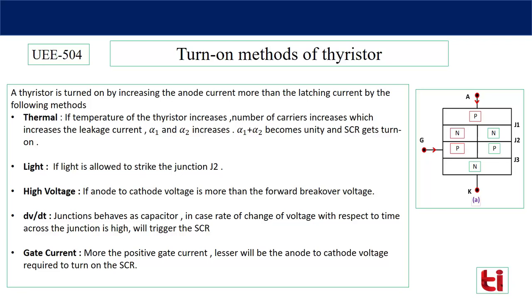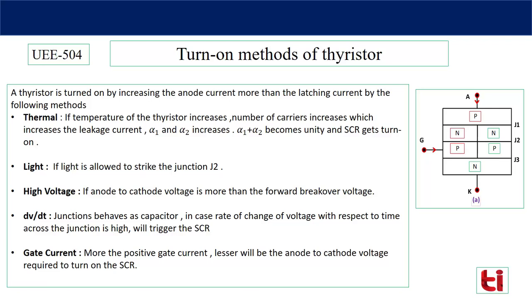Next method, high voltage triggering. In the VI characteristics of the thyristor, we have seen that if the anode to cathode voltage is increased more than the forward breakover voltage, which I have represented by VBO, then the thyristor will be turned on. But in this method, the turn on voltage required, or the anode to cathode voltage requirement, is very high, so it is also not preferred. Instead, the thyristor is to be protected from this high voltage triggering.